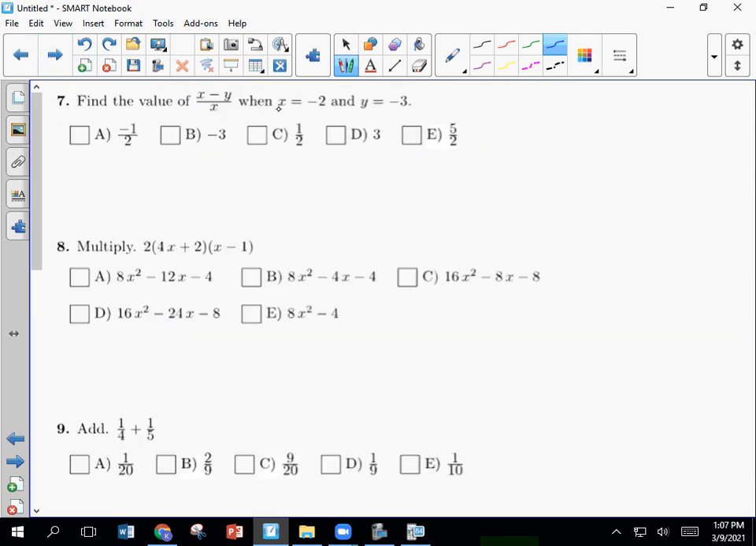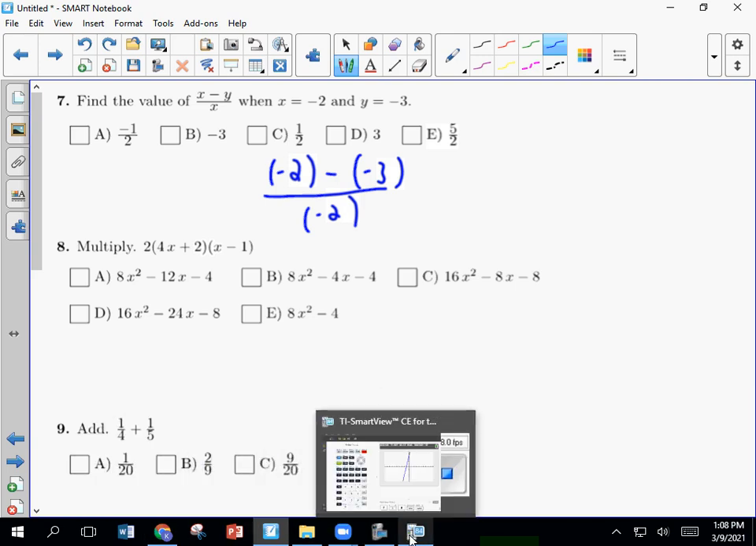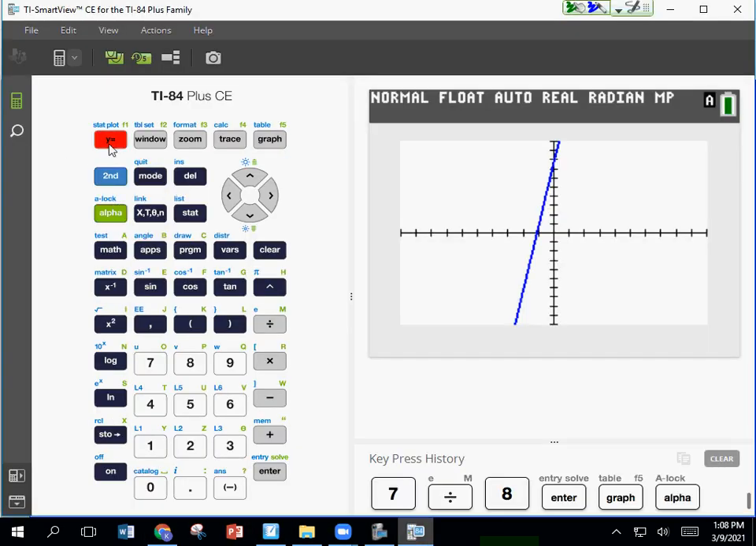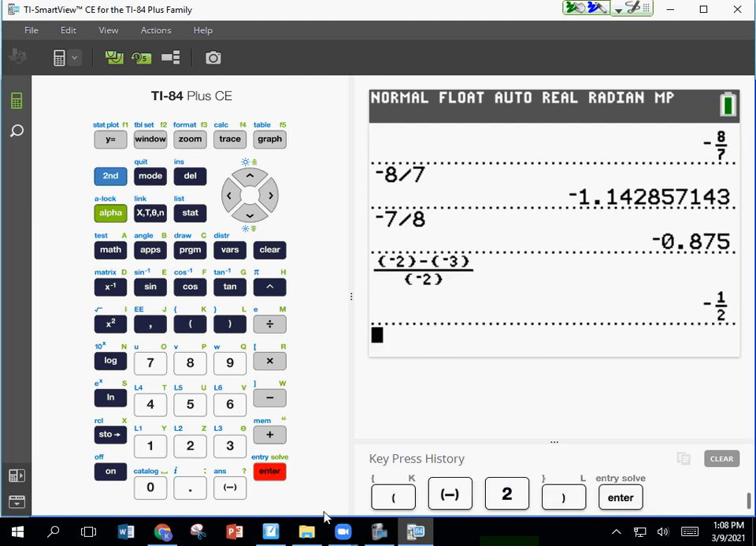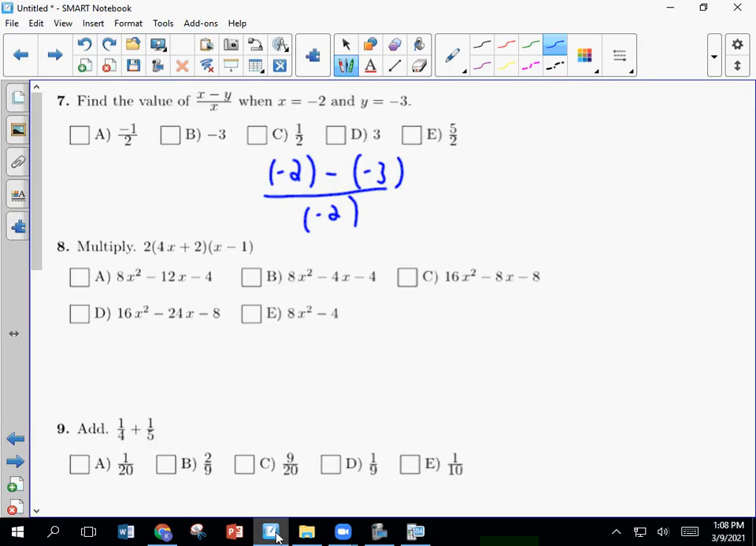Find the value of x minus y when x equals negative 2 and y equals negative 3. So anytime you plug something in, always plug it into parentheses, all over negative 2. So we're going to do the same thing. Alpha y equals fraction, parentheses negative 2 parentheses minus parentheses negative 3, parentheses negative 2, and hit enter. Negative 1/2. Come back here, and negative 1/2 is our answer.